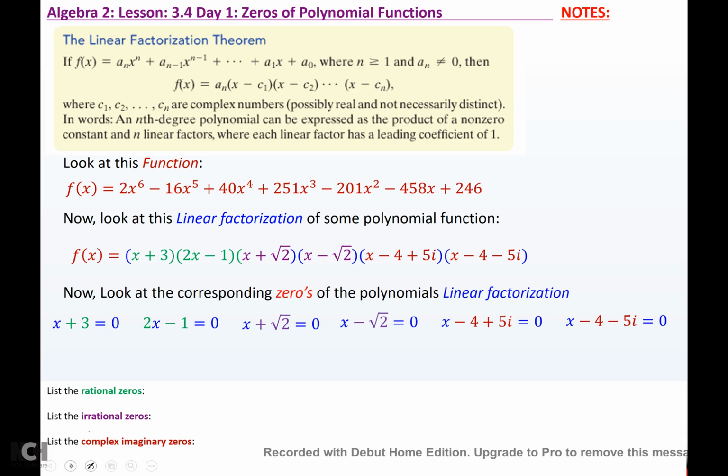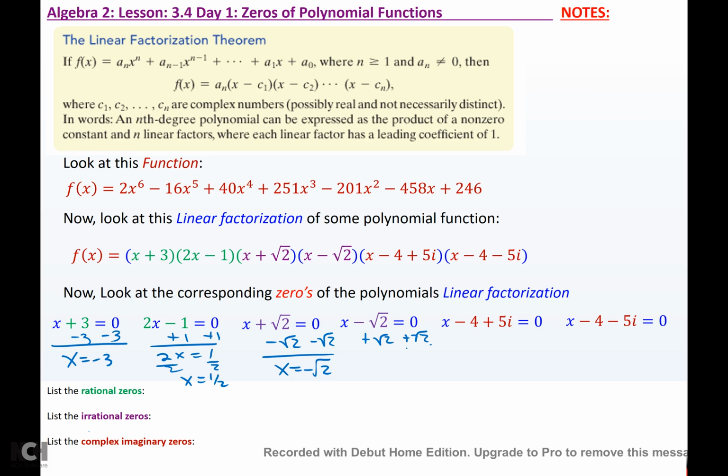Alright, and then what they're going to ask you is the rational zeros. So minus 3, x equals negative 3. Add 1, 2x equals 1. Divide by 2, x equals 1/2. Minus the square root of 2, x equals negative square root of 2. Add a square root of 2, I get x equals a positive square root of 2. Add 4, minus 5i, I'm doing two steps at once, I get x equals 4 minus 5i. Add 4, add 5i, I get x equals 4 plus 5i.